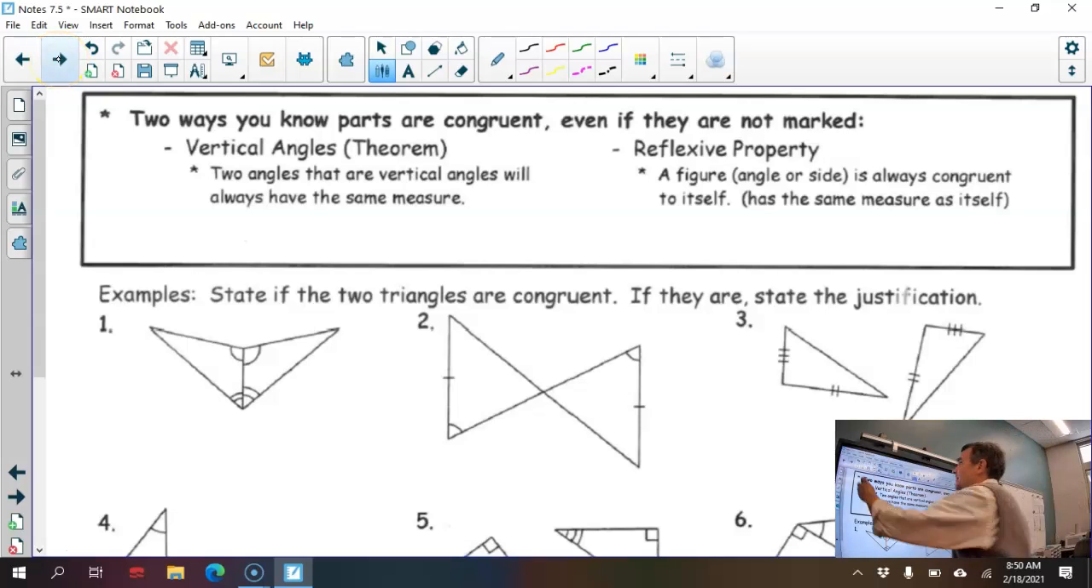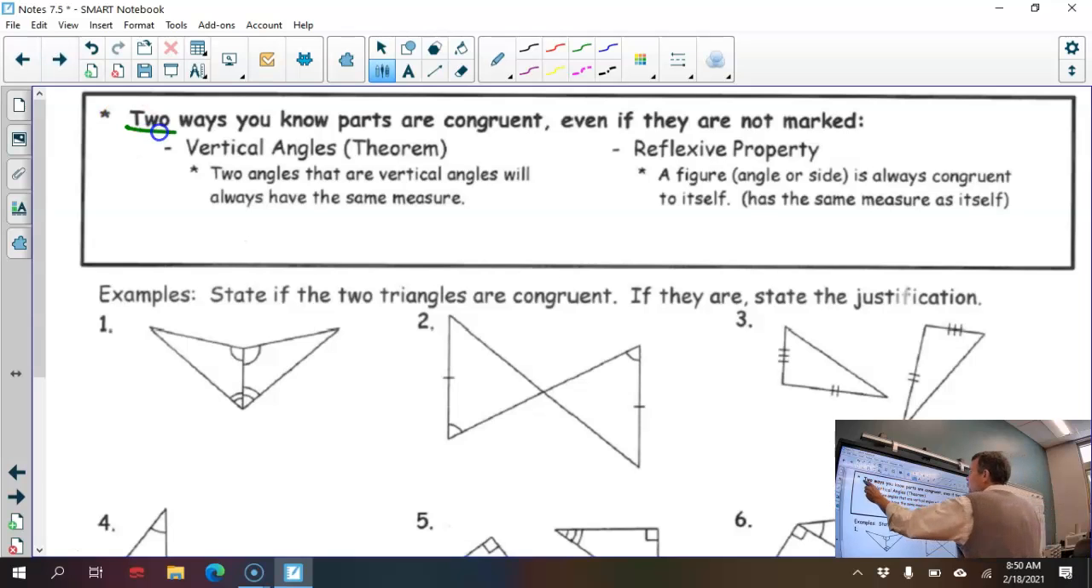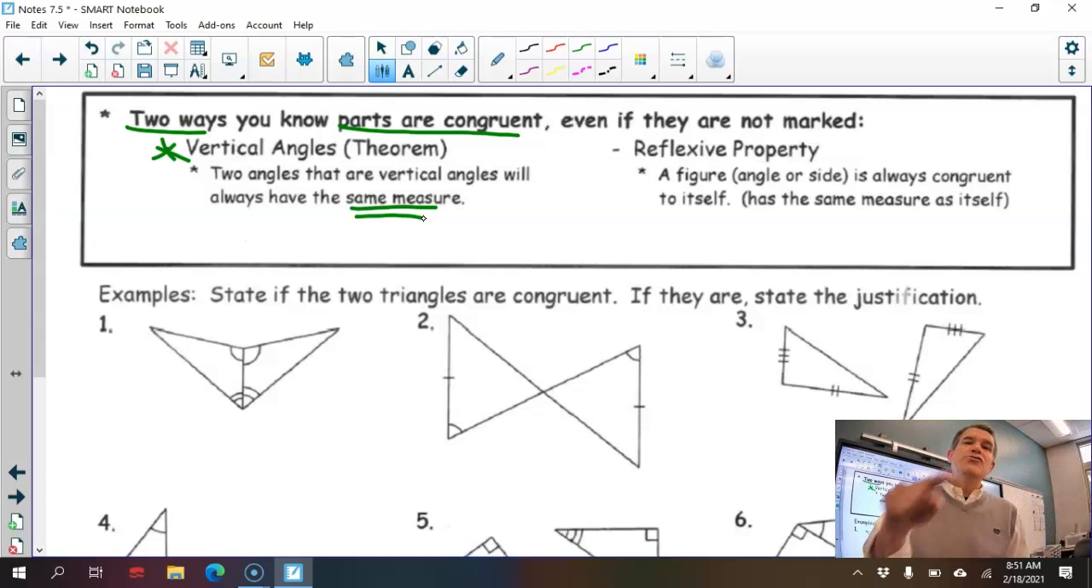Look, it is important, in my opinion, that you make these little markings, the angle markings and the side markings. That shows that 2 parts are congruent to each other. However, there are 2 ways that you know parts are congruent, even if they're not marked. And if you know this, then you mark them. First is vertical angles. You know that 2 angles that are vertical angles will always have the same measure. So in a diagram, even if 2 vertical angles are not marked equal, you can mark them equal.